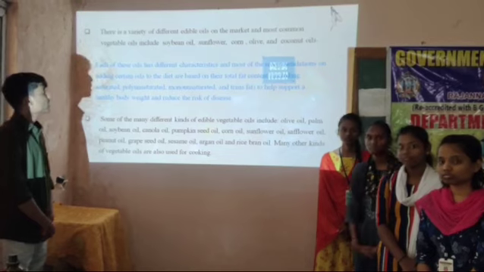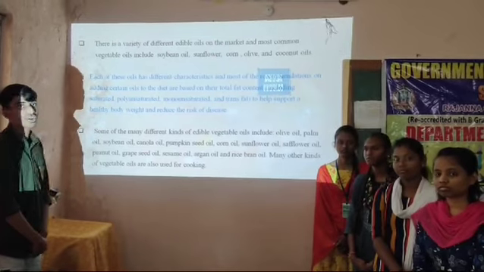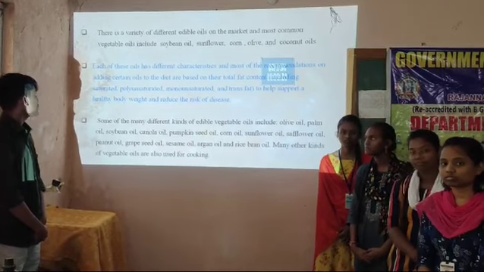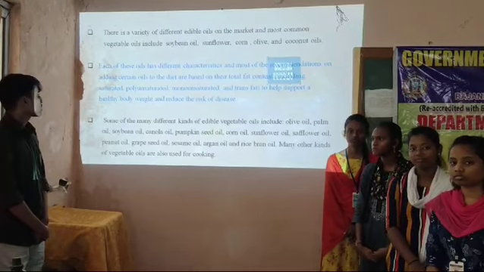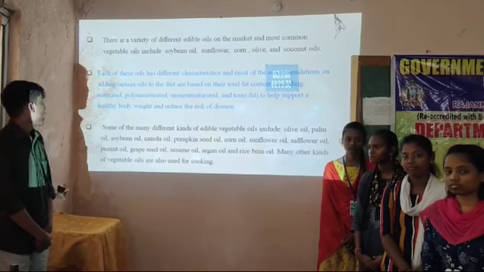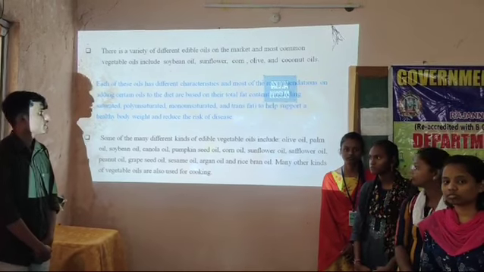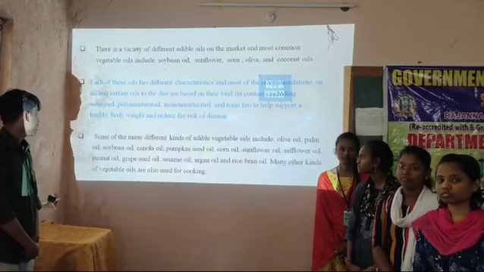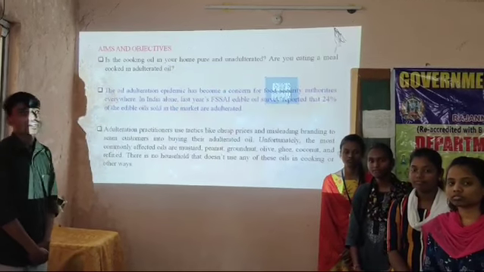There is a variety of different edible oils on the market and the most common are soybean, sunflower, corn, olive and coconut oils. Each of these oils has different characteristics, and most recommendations on adding certain oils to the diet are based on total fat content and on saturated, polyunsaturated, monounsaturated and trans fat, to support a healthy body weight and reduce the risk of diseases. Some of the many different kinds of edible oils include olive oil, palm oil, soybean oil, pumpkin seed oil, corn oil, sunflower oil, peanut oil, grapeseed oil, sesame oil, argan oil and rice bran oil.